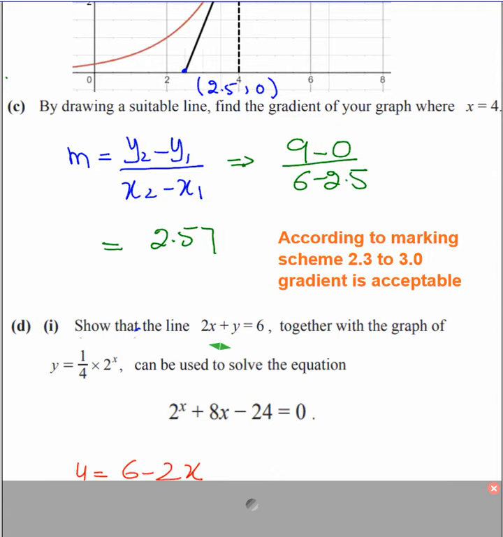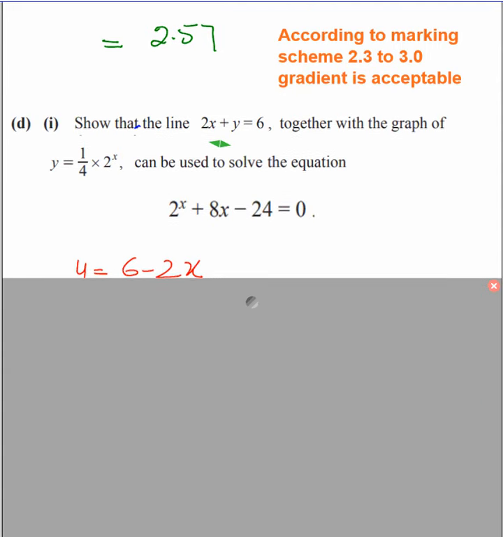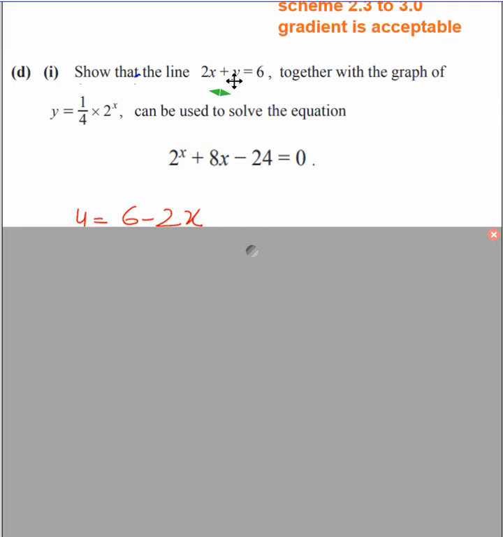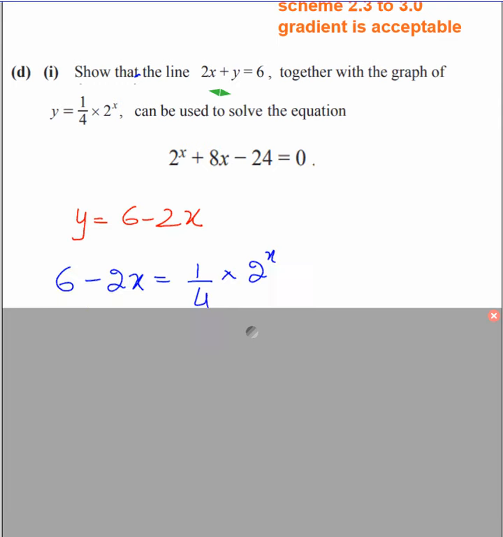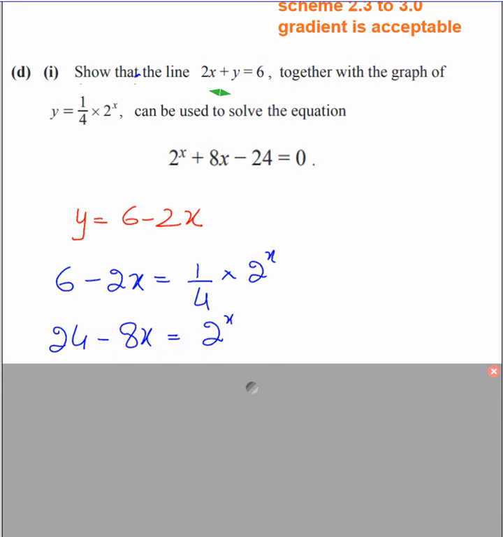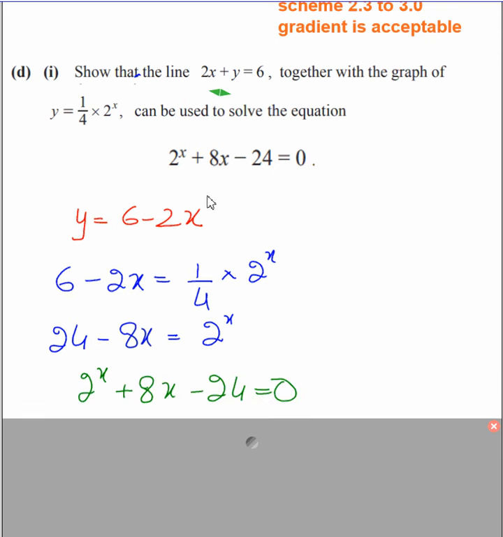So let's do this. So I will make y the subject here. You can see 6 minus 2x. Then I'm substituting this equation and this equation equal to each other. Cross multiply 4 times this and this. And after this I rearranged. I got this. So what does this represent?